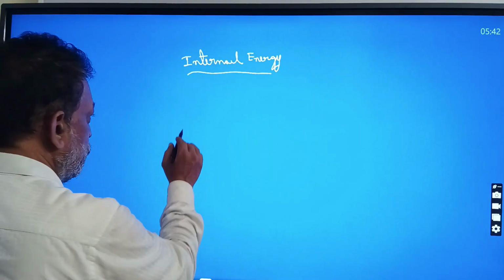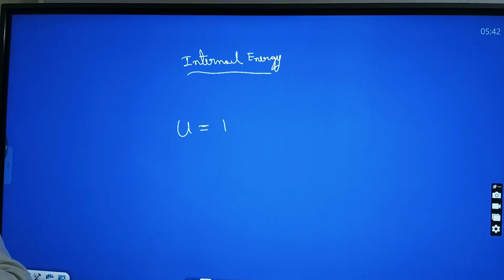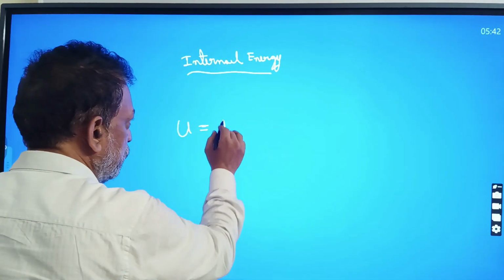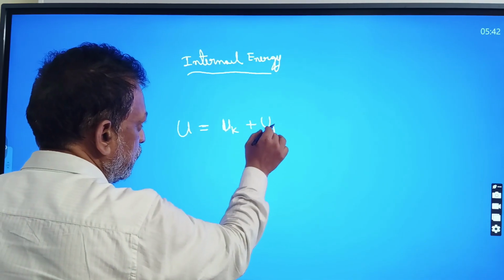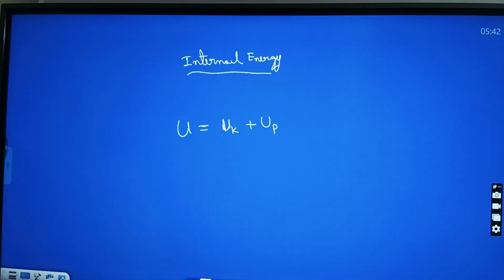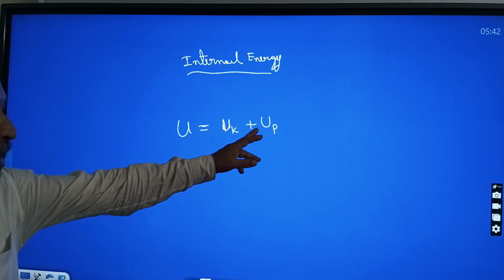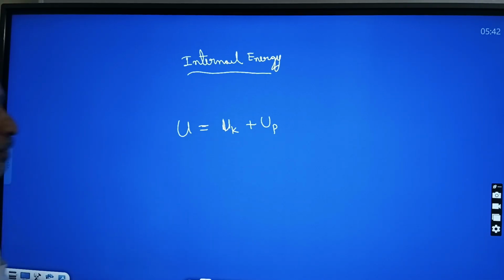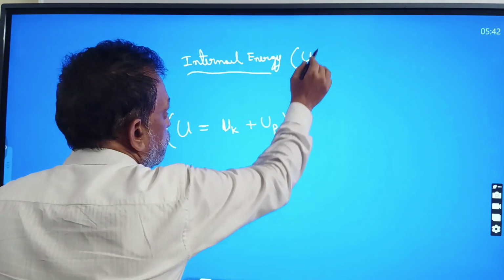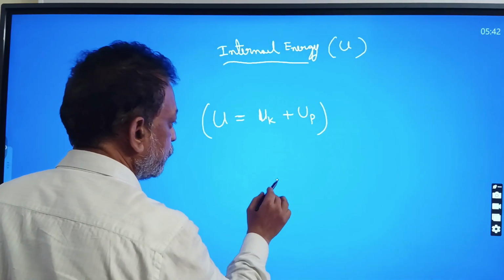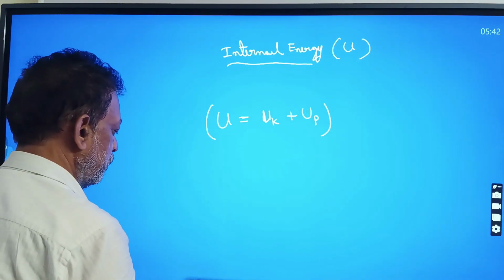So therefore, internal energy U is equal to internal kinetic energy UK plus internal potential energy. Now, this is the internal energy, you can say U. Write this below as point 1.